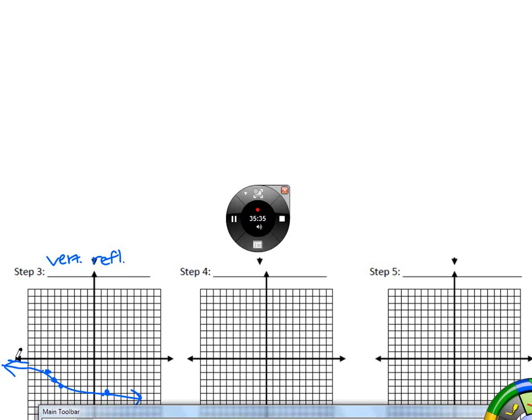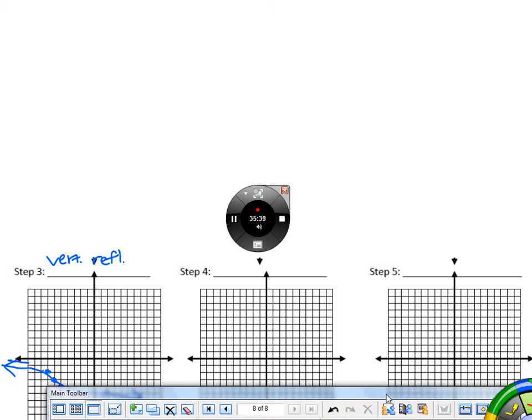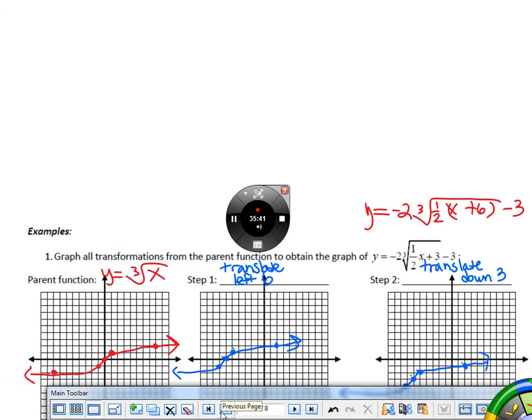So there's our reflection. Okay, looking back, what do we have to do besides the reflection? We haven't dealt with the 2 or the 1/2. Somebody raise your hand and tell us what to do with one of those things. Good. Okay, so this 1/2 in here is the horizontal change because it's inside the radical.